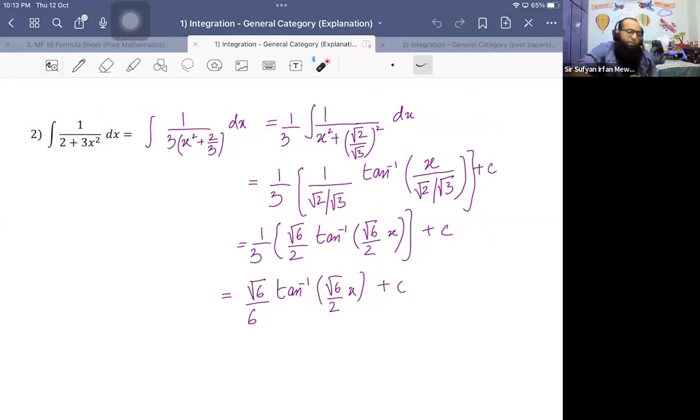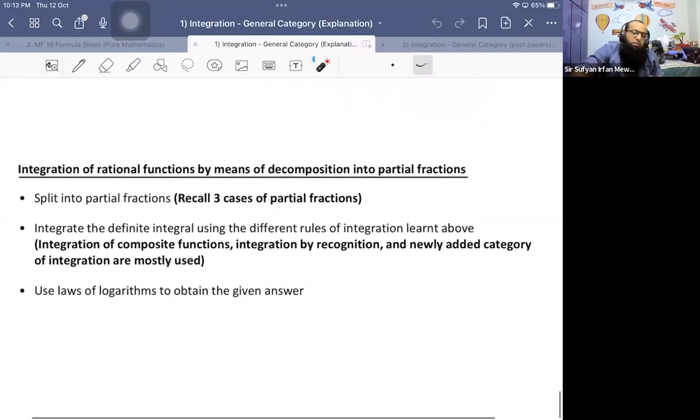All right, the last aspect. In this general category, we'll have to integrate rational functions by means of decomposition into partial fractions. In algebra, we covered binomial and partial fractions. And we used to see that in the first part, it was a 5-mark question when we used to split into partial fractions. There were 3 cases of partial fractions, if you remember. Those 3 cases were focused on the denominator: linear factors in the denominator, repeated linear factors in the denominator, non-factorizable quadratic factor in the denominator.